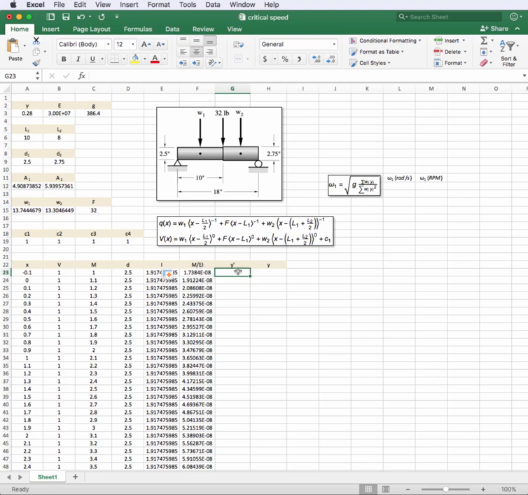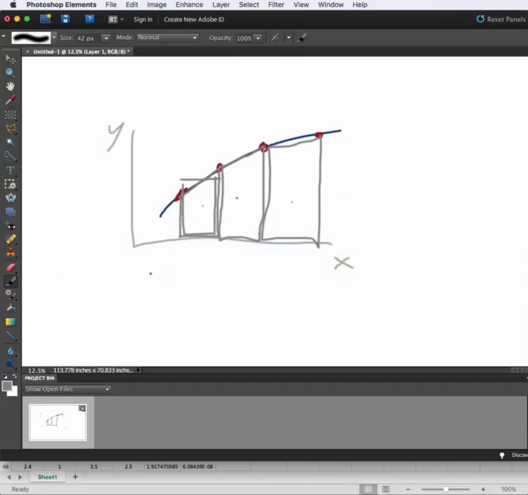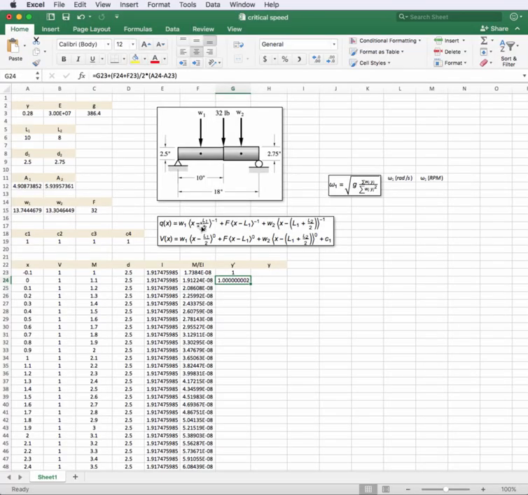So again, let's see, this one was C1, this one's C2, so this one will be C3. So this is equal to C3. And then here, this will be equal to the previous result plus the area of the trapezoid. So again, this is the average height. That's going to be this plus this divided by 2 times the width, which is going to be that minus that, like that. Again, we're just doing the average height times the width, right? And what we're integrating is M over EI there.